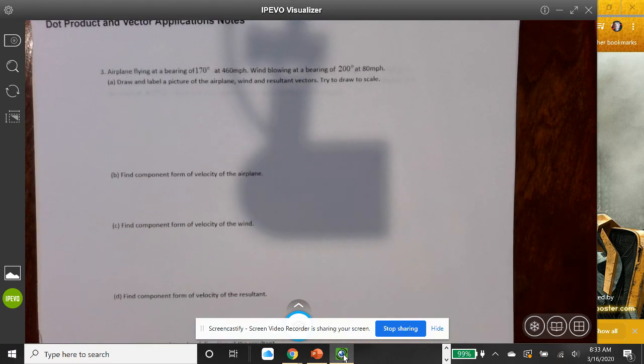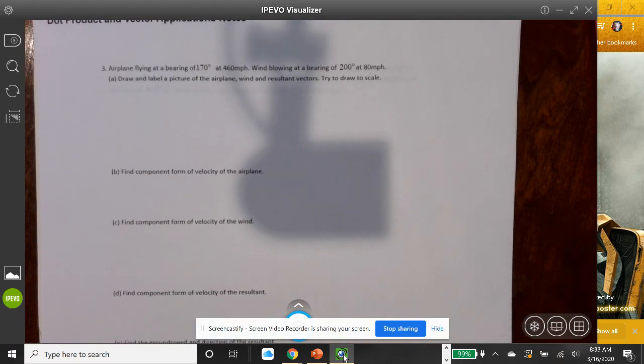All right, so in this problem, I have an airplane flying at a bearing of 170 degrees at 460 miles per hour. The wind is blowing at a bearing of 200 degrees at 80 miles per hour. Draw and label a picture of the airplane, wind, and resultant vectors, and try to draw to scale.